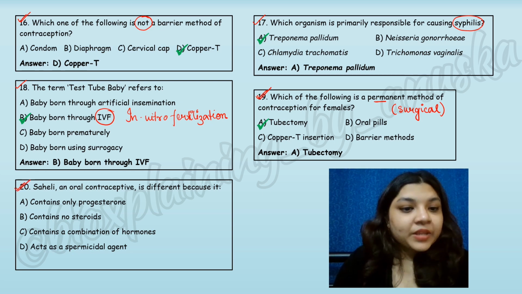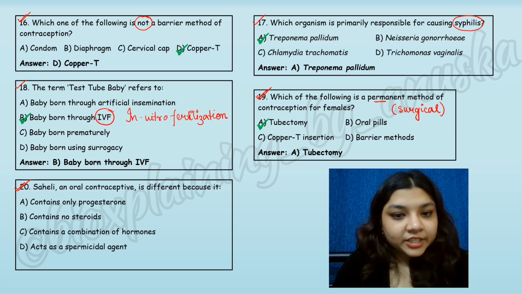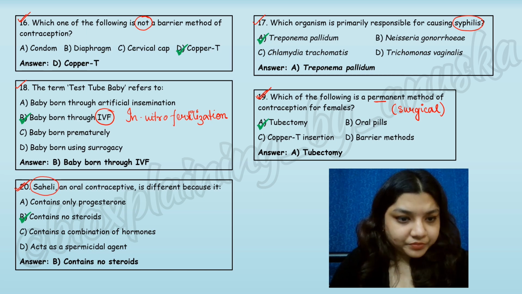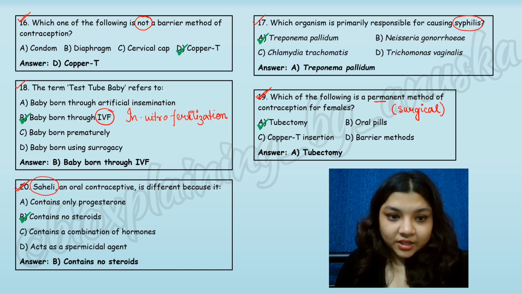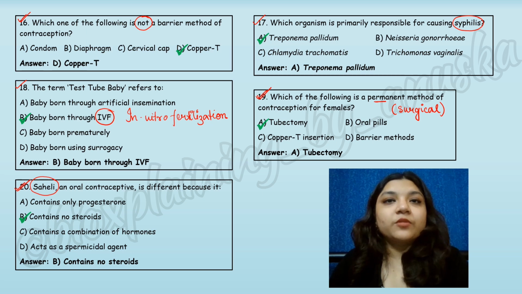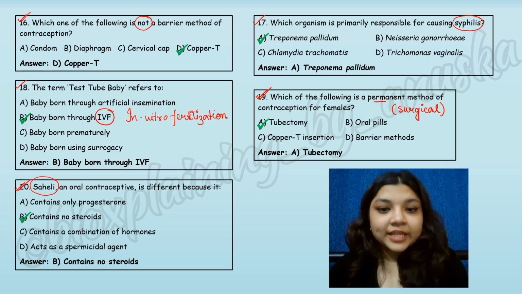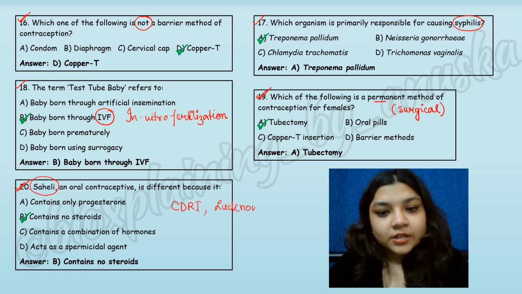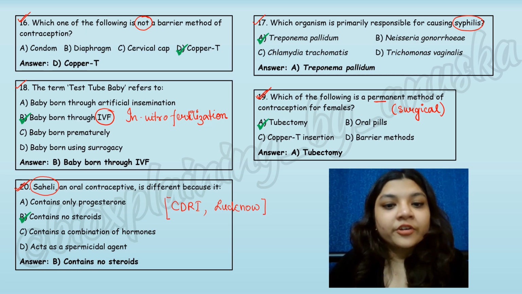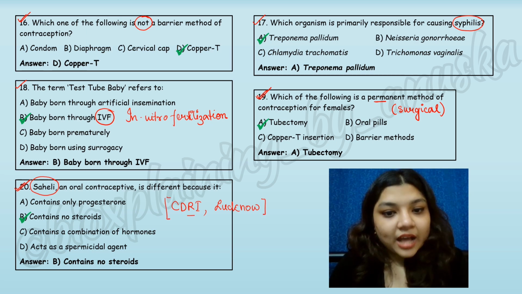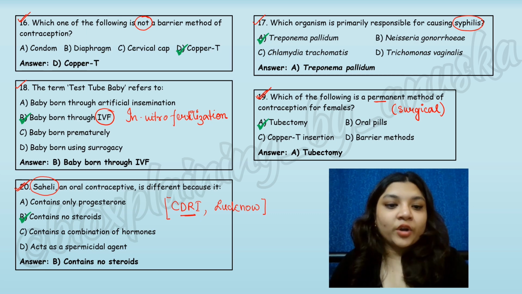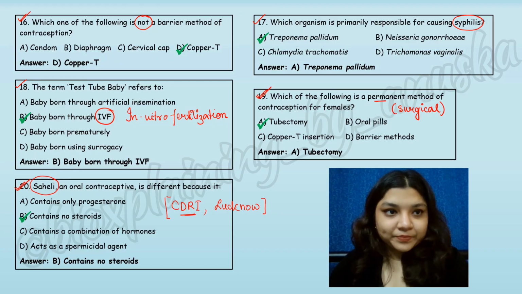20. Saheli, an oral contraceptive, is different because it contains no steroids, right? So Saheli is a special drug, and it is all the more special because it has been discovered in India only. It has been discovered in CDRI Lucknow, Central Drug Research Institute. The scientists there have prepared this drug called Saheli, which is a non-steroidal composition drug.